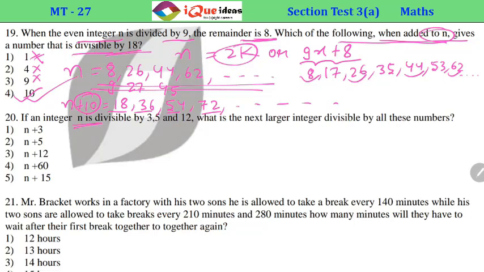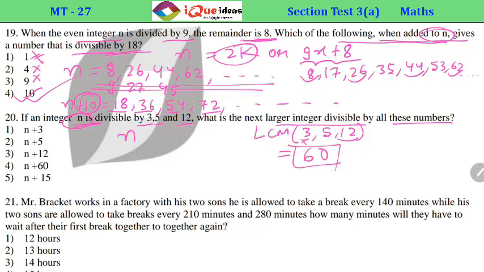If an integer n is divisible by 3, 5 and 12, what is the next larger integer divisible by all these numbers? First let's find the value of n. n is divisible by 3, 5 and 12, so take the LCM of all of them. Now 12 is already divisible by 3, so leave it. The LCM will be simply 5 and 12, that is 60. So the first value of n is 60. The next value of n will be a multiple of 60, that is 60 into 2, 120, then 60 into 3, 180 and so on.